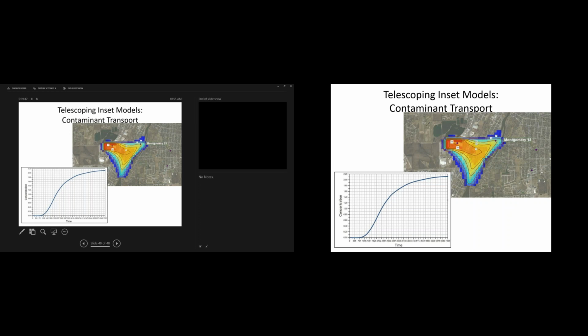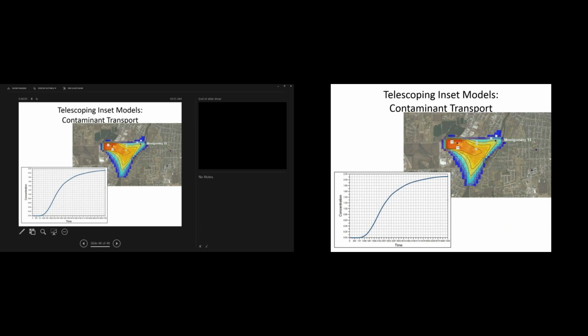But you can see the plume is supposed to, under natural conditions, kind of flow into the Fox, but Montgomery 13, we changed the pumping rate on 13, I think is kind of why, is drawing that contaminant plume towards it.